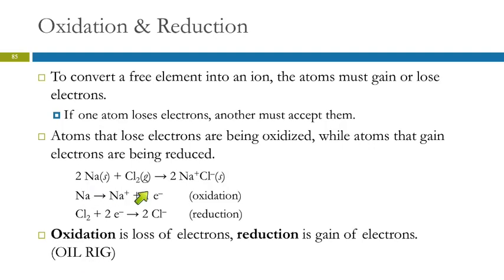So when we look at this reaction between sodium and chlorine, the sodium goes from an atom to an ion, and it does so by losing an electron. Oxidation is loss of electrons. The sodium is oxidized. Chlorine becomes an ion by gaining electrons. Reduction is gain of electrons. So one thing's being oxidized and the other thing's being reduced.